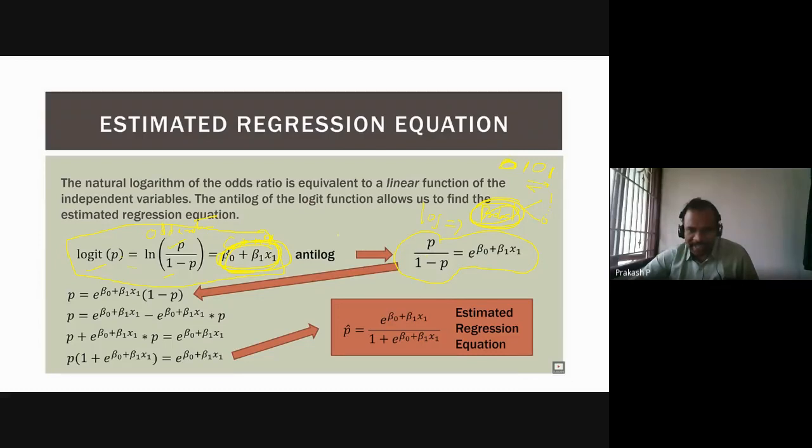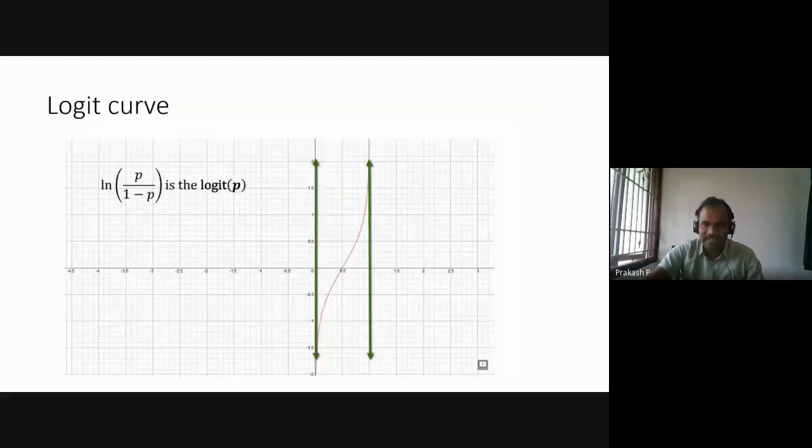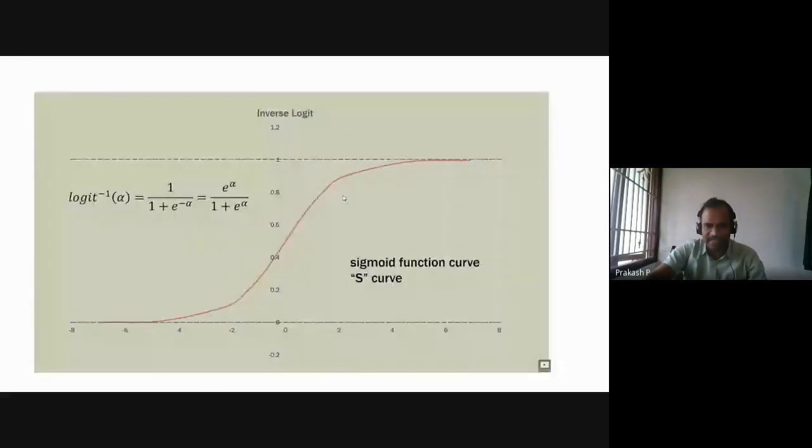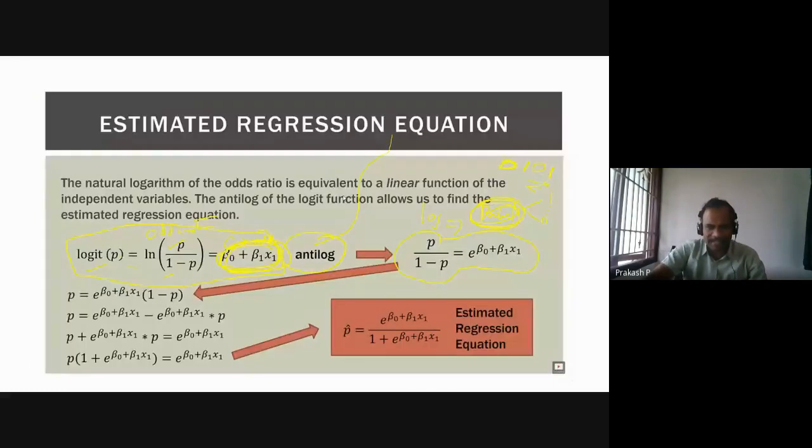Then we need to take an anti-log. The reason for taking an anti-log is that initially the curve should be like this, and we need to reverse it, as given on this screen. We need to change the axis, X-axis to Y-axis, so it becomes like this.